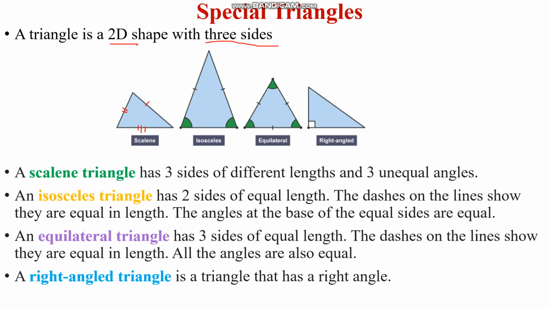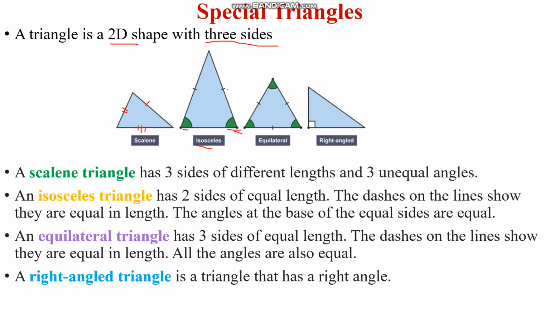And then an isosceles triangle has 2 sides of equal length, and from the diagram here, the dashes on this one and this one show that these 2 sides of the isosceles triangle are equal, and also the angles at the base of an isosceles triangle are equal. So this is the diagram which is showing an isosceles triangle.